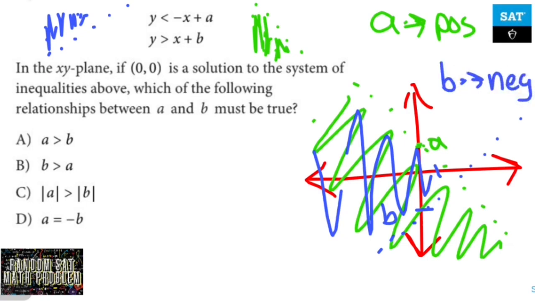Now, if these were equal to, then these lines could go through the origin. But since they're not equal to, it's got to be this. A has to be positive and B has to be negative, which means A is bigger than B is true. B bigger than A is not. The absolute values don't matter because no matter what, that would turn positive. That's true. And A has to be the negative version of B, that's not true, I can choose any B down here. So what has to be the case is A has to be greater than B no matter what. None of the others will work. Weird. It's a weird one. Didn't like it.